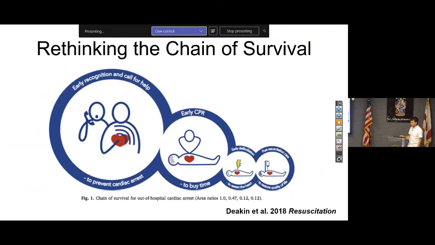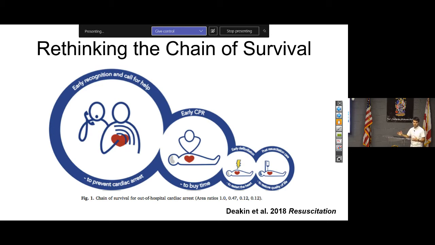Probably one of the best papers that didn't get a lot of attention a few years back was saying that the links in the chain are not all created equal. That for out-of-hospital arrest, it's really front-ended. We need bystanders that are able to recognize arrest and provide high-quality CPR.